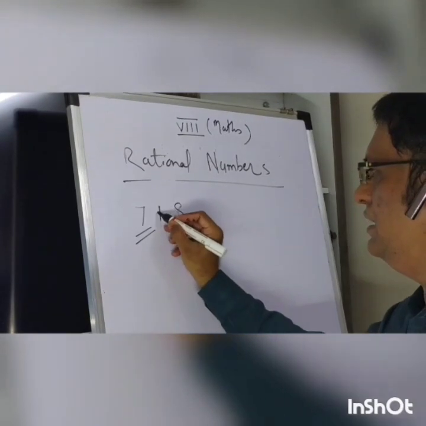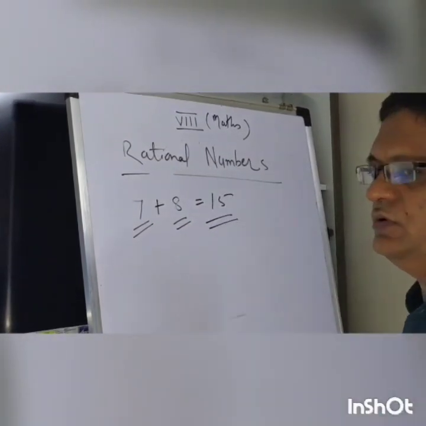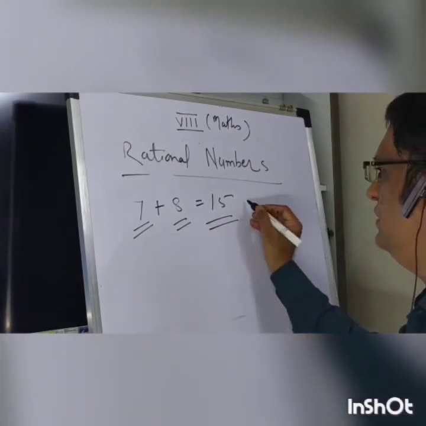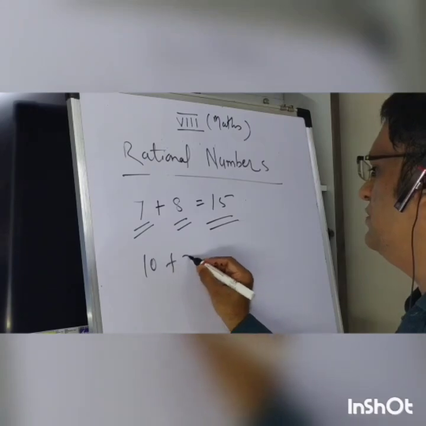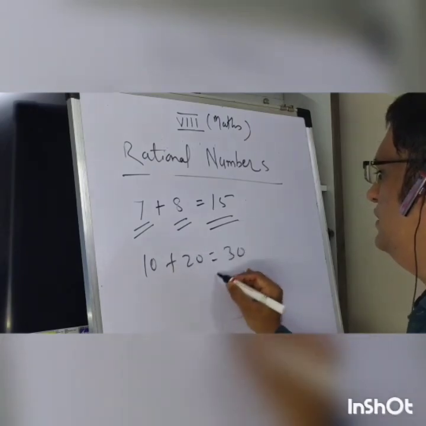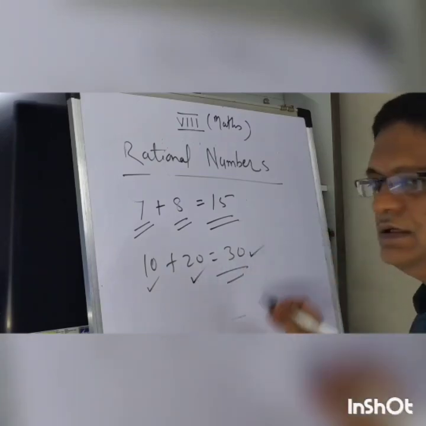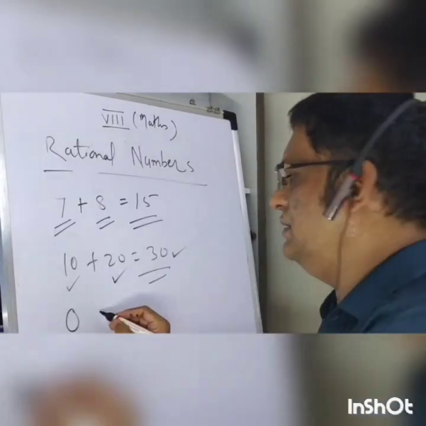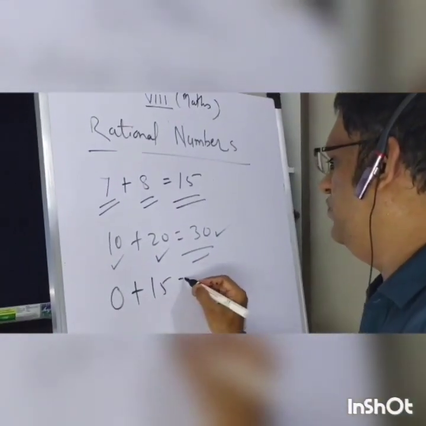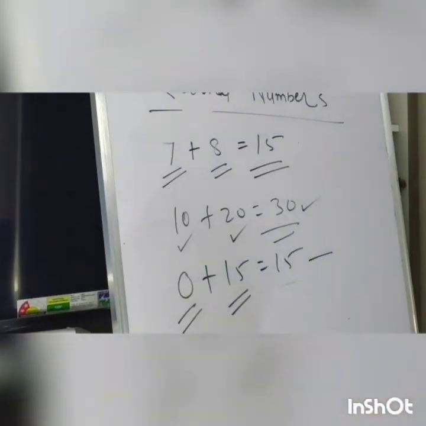The addition of these two is 15. So 15 is also a whole number. So the addition of whole numbers is a whole number. Another example, 10 plus 20 is 30. 10 is a whole number, 20 is a whole number, and the resultant addition is also a whole number. Another example, 0 plus 15 is 15. 0 is a whole number, 15 is a whole number, and the resultant addition is also a whole number.